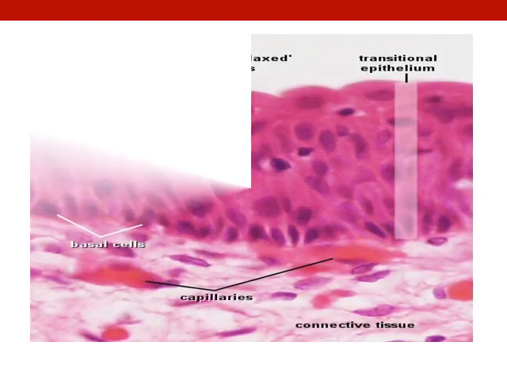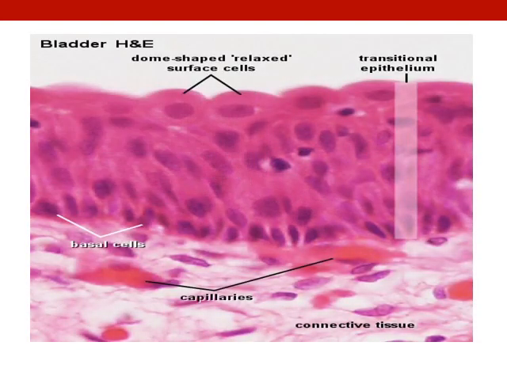This picture shows the transitional epithelium and its different layers. We can see the layer of basal cells sitting on the basement membrane, the intermediate region, which consists of columnar cells, and the superficial layer, which consists of dome-like cells or umbrella cells.